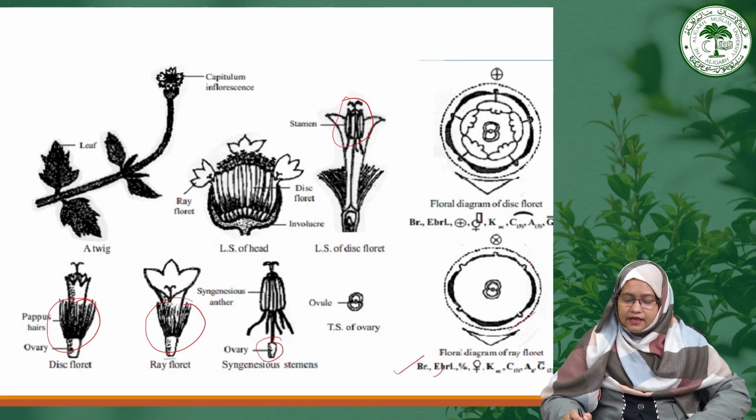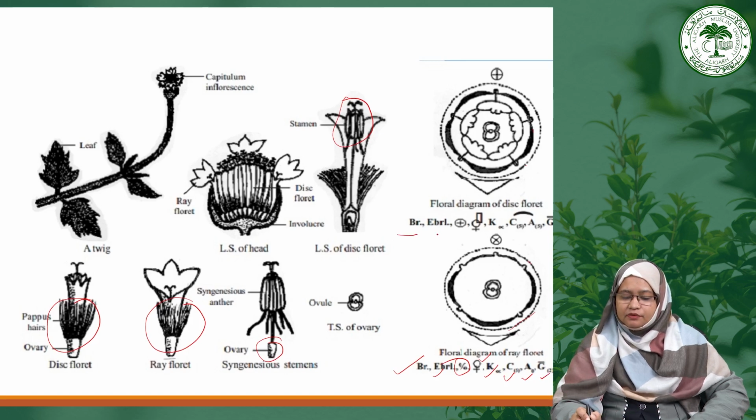So if you see the floral formula of this particular plant, that is bracteate, ebracteate, showing the zygomorphic symmetry. In case of a ray floret, they are having only female flowers. Calyx is infinite because they modify into the pappus. Corolla is 5 in number, and androecium is 0, and gynoecium is made up of bicarpellary syncarpous with inferior ovary.